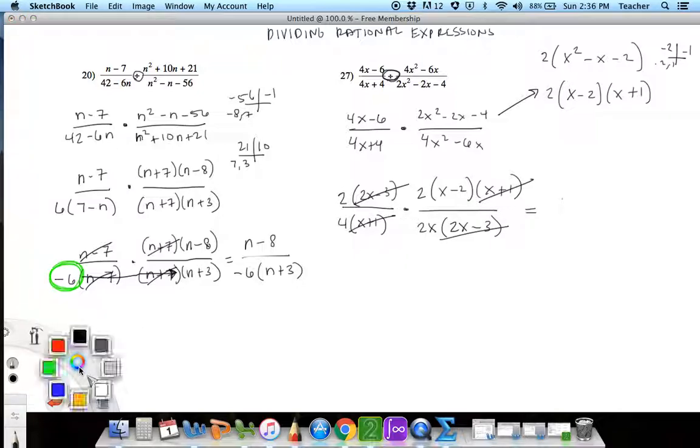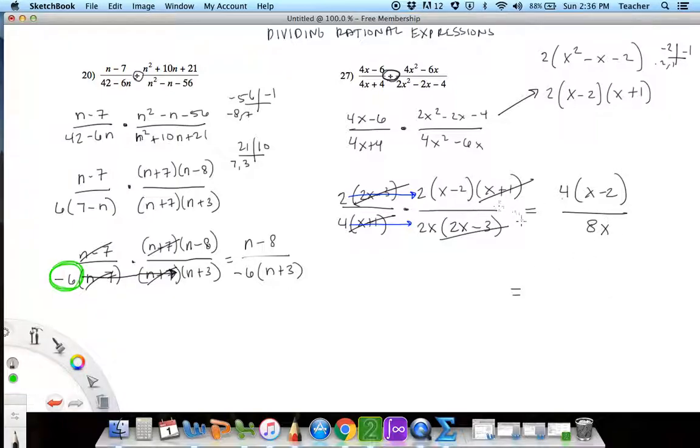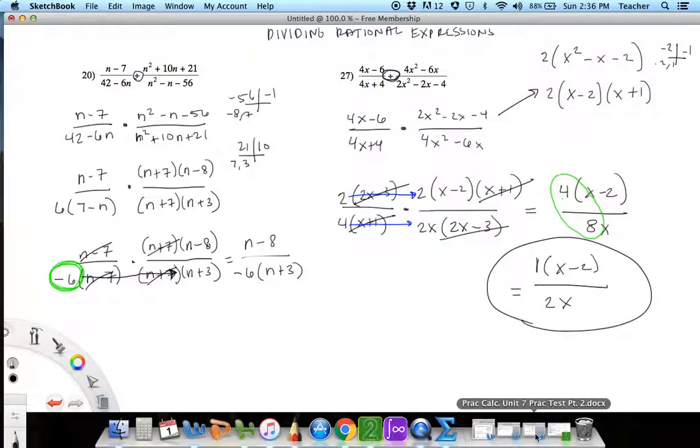Now for the sake of keeping things simple, I am just going to multiply all the leftovers across, and so I get 2 times 2 is 4, x minus 2 over 4 times 2x, which is 8x. Now I'm not quite done with the problem because I notice right here that I can simplify these numbers. 4/8 is the same as 1/2. And so you can keep the 1 up there, just so you guys can see the transition here. So 4/8 is the same as 1/2, and so this is the ultimate simplified expression.